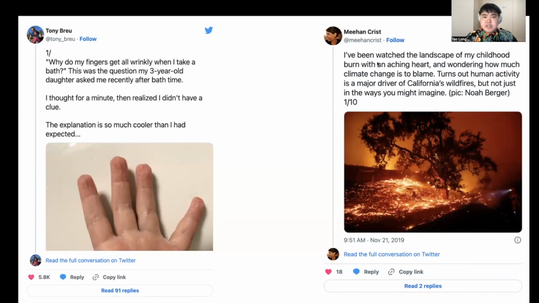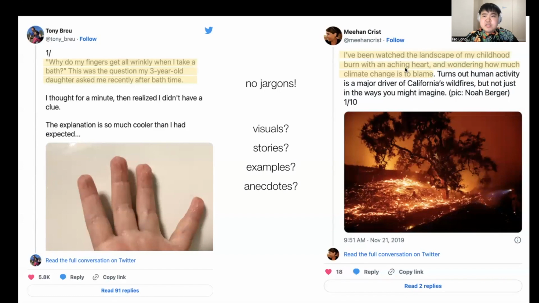From these two examples, when we quickly read through them, we could easily find no jargon. Every example is really interesting and easy to read and understand, even if you don't have any background knowledge in a field like biology or environmental science. And secondly, they usually give us an example that people may have experience with in their daily life. Like the ones I marked in yellow, there are wrinkly fingers, your kid asking you a question, or watching some burning landscape during wildfires. They just include visuals, stories, examples, and anecdotes.